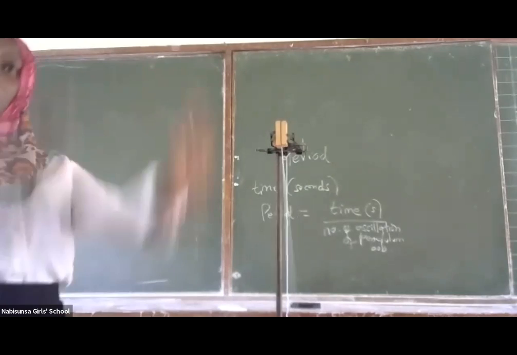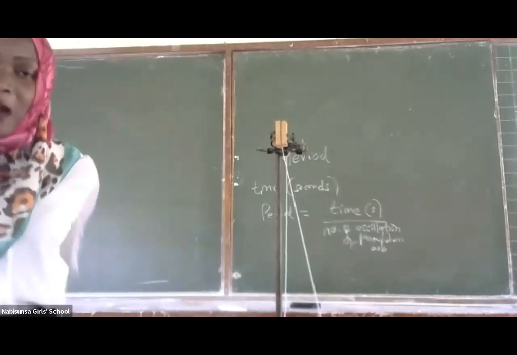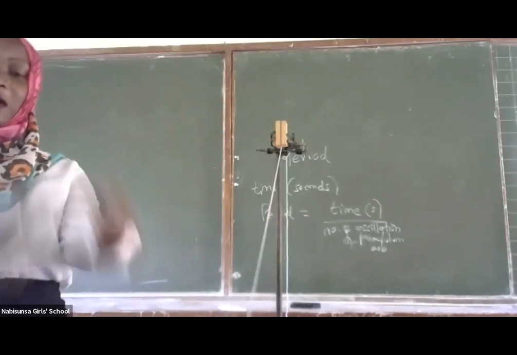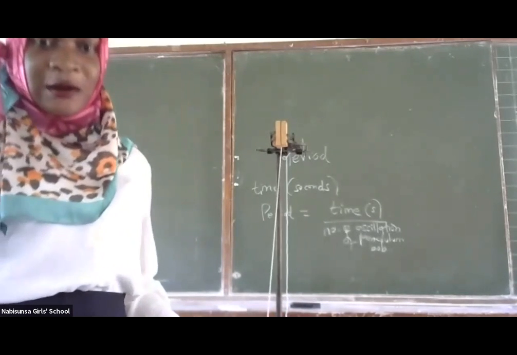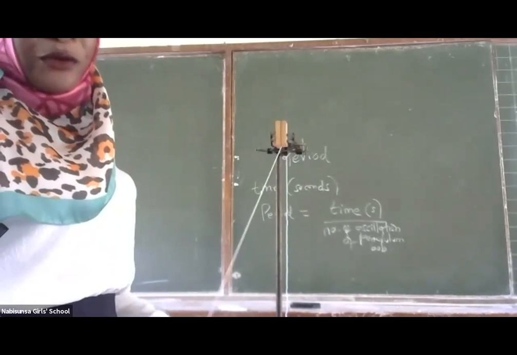The way you swing, you go and come back. That is one swing. You go and come back. That's another swing like that, like that. Is that okay? Please, you can post some questions just in case you have.